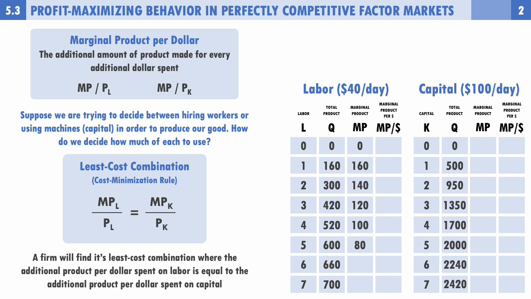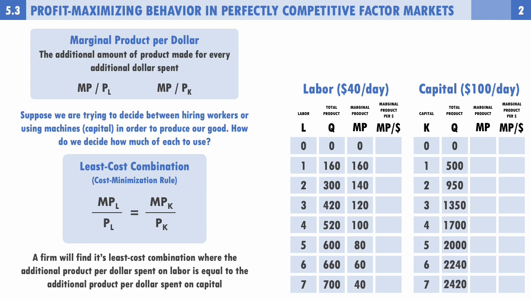520 up to 600 is 80. 600 up to 660 is 60 more, and then 40 more. So that's our marginal product. Every time we hire another worker, how many additional units of the product do we get? And we see it decreasing because of the idea of diminishing returns. Too many cooks in the kitchen, like we talked about.